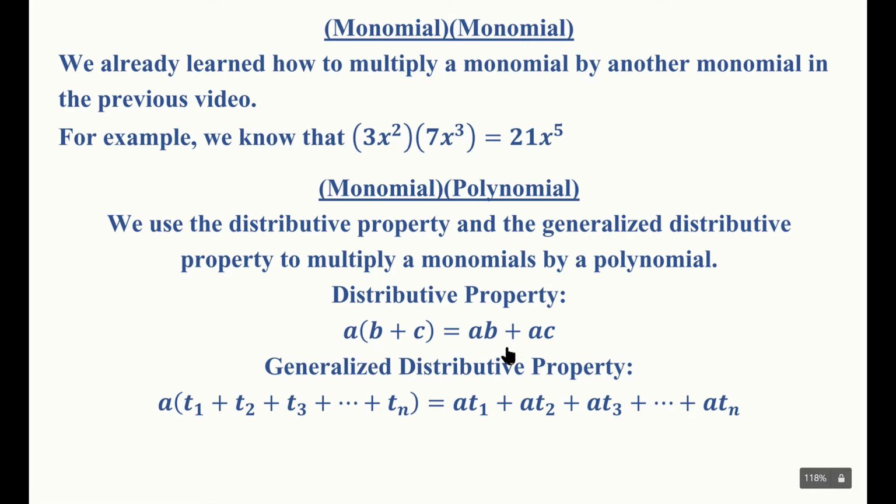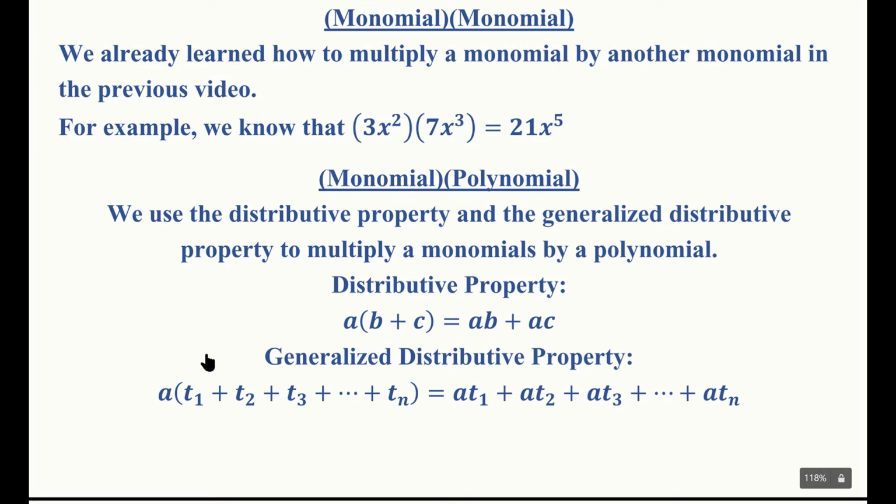And of course, this doesn't just work when the parenthesized portion has two terms. It can have as many terms as we want. As long as we're dealing with polynomials, we're going to be dealing with a finite number of terms. So we'll just go from t1 to tn. In the same manner, we just distribute the a into all the terms within the group, and we end up with a times the first term plus a times the second term, etc., all the way to the nth term.